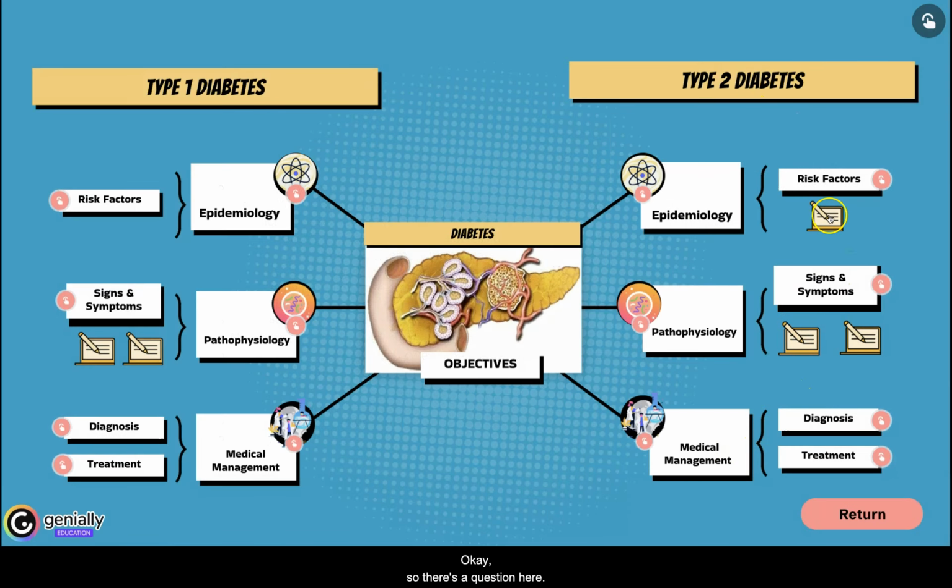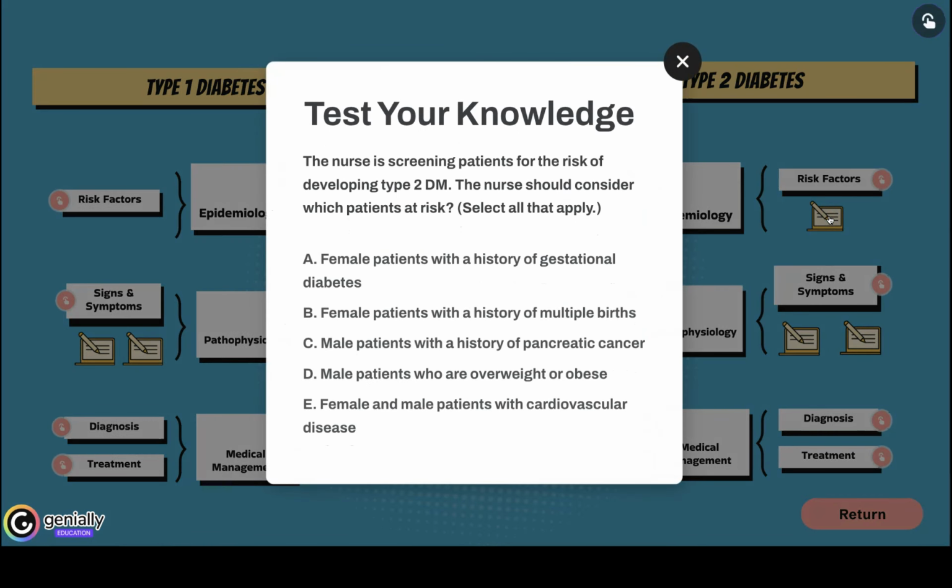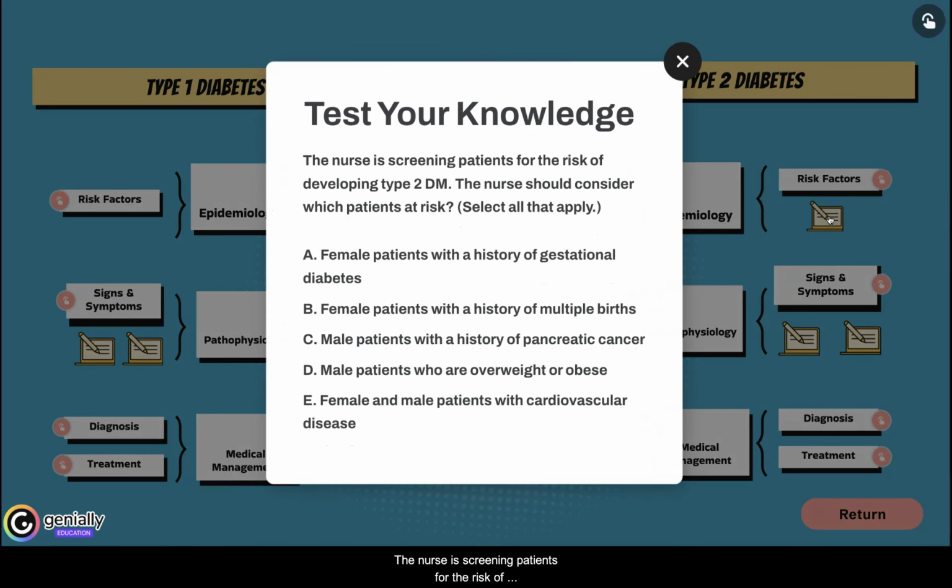Okay, so there's a question here. The nurse is screening patients for the risk of developing type 2 diabetes mellitus. The nurse should consider which patients at risk. Select all that apply. Please go ahead and take a note of this question or take a snapshot, and we will discuss the answers in class.